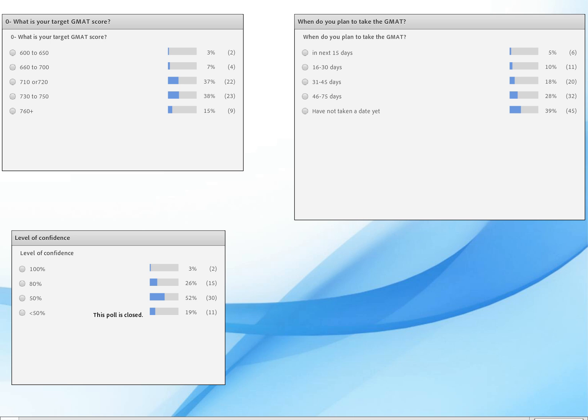All right, so let's look at the answers. As you can see in the first poll, on when you plan to take the GMAT, it's almost an arithmetic progression that we have here.